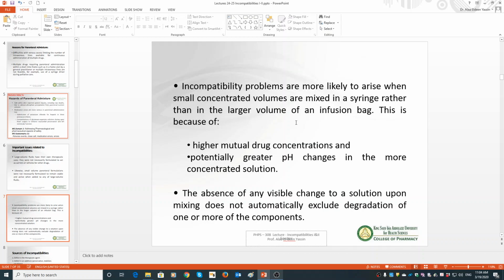Also, the absence of any visible change, color change, gas evolution, precipitation, doesn't guarantee that there is no incompatibility. Most likely it is, but you should investigate also that the drug did not change or degrade to a degradation product that might be soluble and does not cause any change, but the activity has been lost. This sometimes occurs. So there are examples of this that have been discovered by investigation.